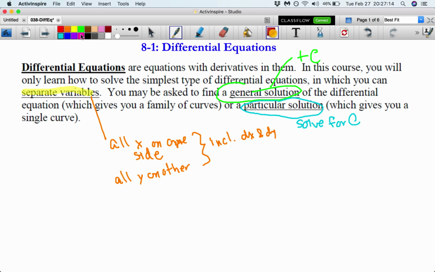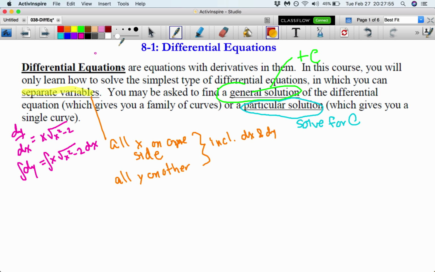Okay? Differential equations you've seen before, something like this: dy dx equals x times the square root of x squared minus 2. And you would solve this equation basically by integrating both sides. So I'll give you a highlight of it. We had to say dy equals x times the square root of x squared minus 2 dx. You'd integrate both sides and you'd be on your way. That's what we mean by separating variables. That's what we mean by a differential equation, an equation with a derivative in it.